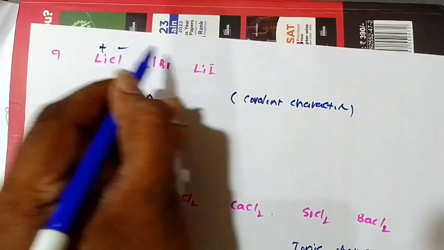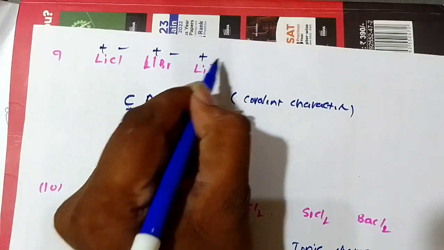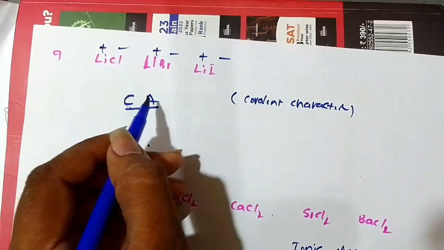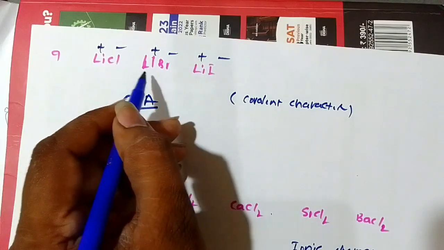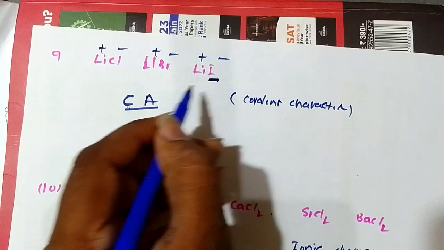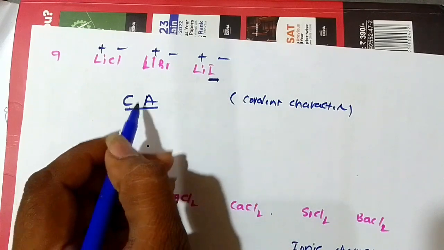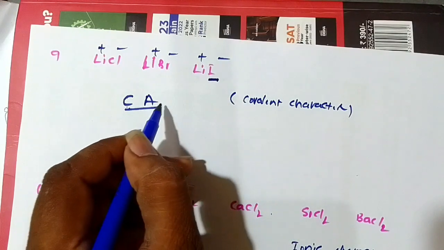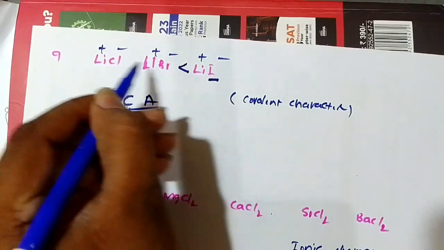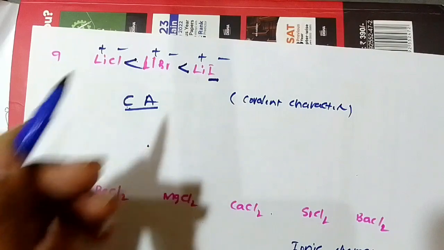So Li plus Cl minus, Li plus Br minus, Li plus I minus. So cations are same, but anions are different. Now in these anions, which anion is more size? Iodide ion is more size. Now covalent character is more, because covalent character is directly proportional to size of anion. If the anion size is more, covalent character is more. Now lithium iodide has more covalent character, followed by lithium bromide, followed by lithium chloride.